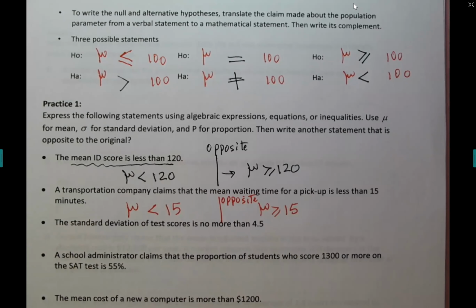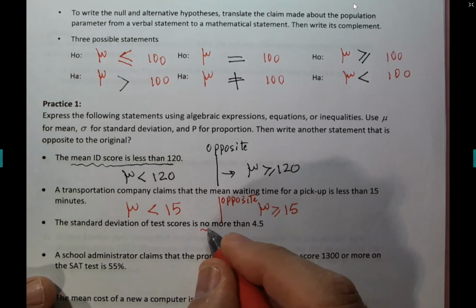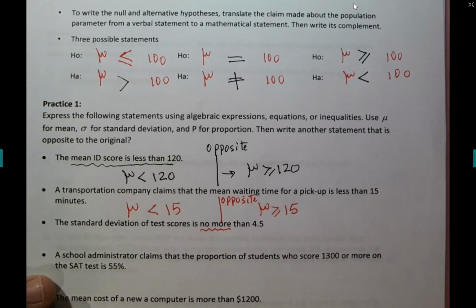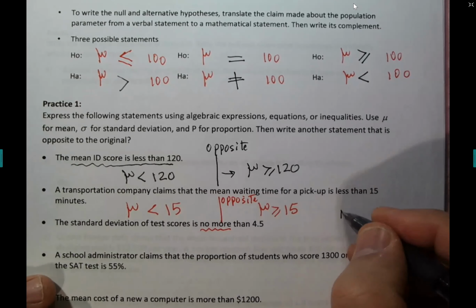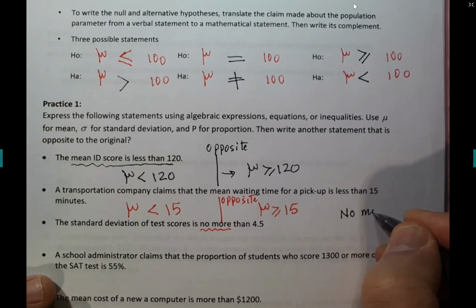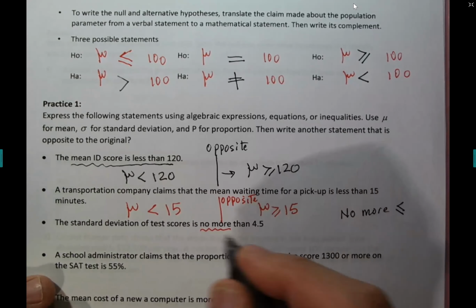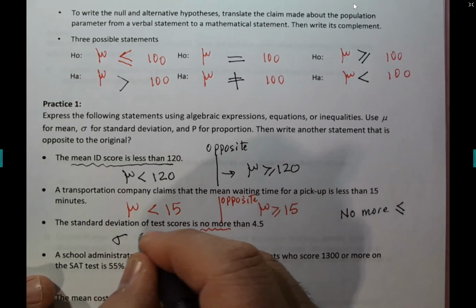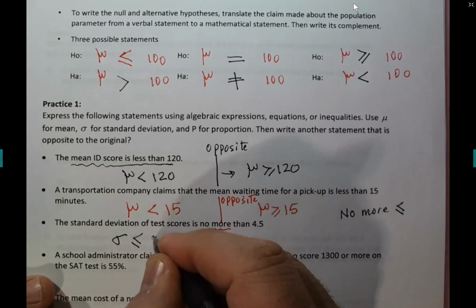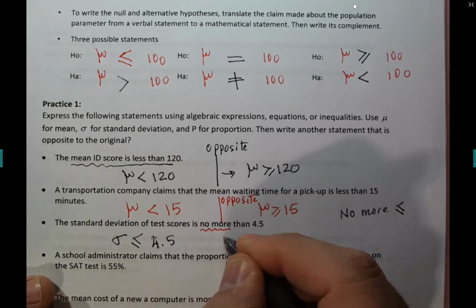Standard deviation of test scores is no more than 4.5. What does no more mean, guys? Can someone tell me what no more means as an inequality? Less than or equal to. Yep. So sigma is less than or equal to 4.5. I want the opposite now.